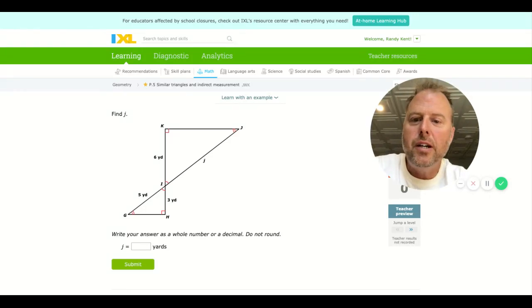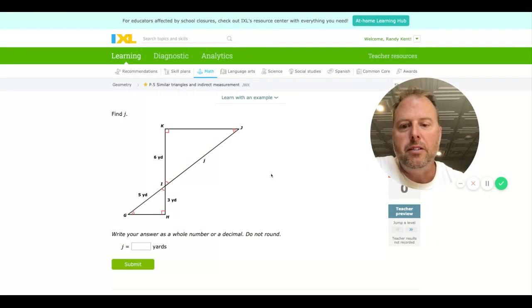Here we're looking at similar triangles and indirect measurement. So indirect means that things aren't necessarily always going to be 100% clear, but that's okay. We'll figure it out. So write your answer as a whole number or as a decimal, do not round. They want to know what J is going to be.